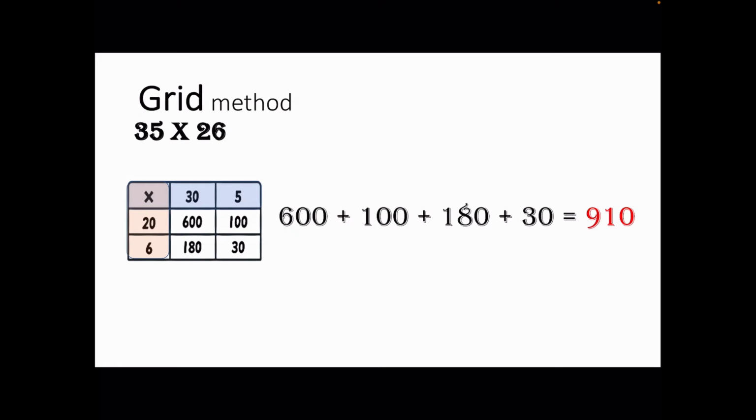Next up, we have the grid method. In this method, we're going to split the units and the tens place. So we're going to split 35 as 30 and 5, and 26 as 20 and 6. So we're going to multiply 30 into 20, 600, 30 into 6, 180, 5 into 20, 100, and 5 into 6, 30. Now we'll add up these four numbers. So 600 plus 100 plus 180 plus 30, that will be 910.